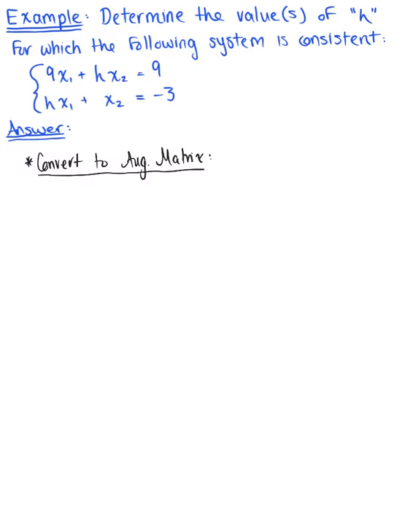So here we go. The first row of our system is going to be, again, just thinking about the coefficients, we're going to have 9, h, and we'll use a dotted line here for our equals sign, and then we have 9. And the second row, again, just thinking about the coefficients, we have h, 1, -3.